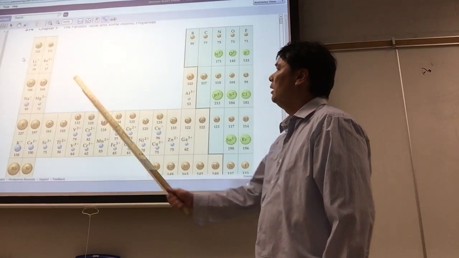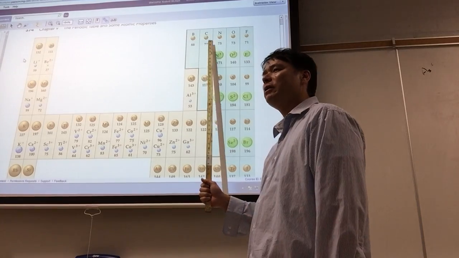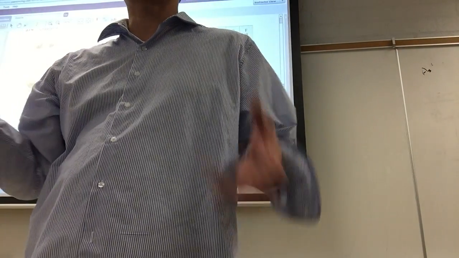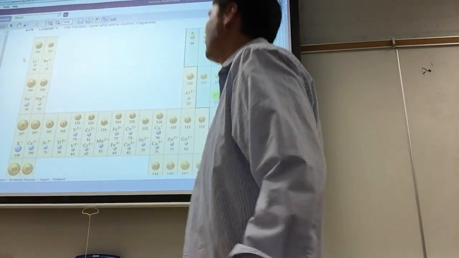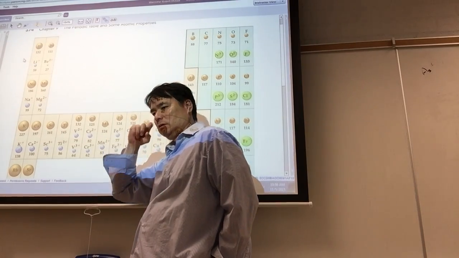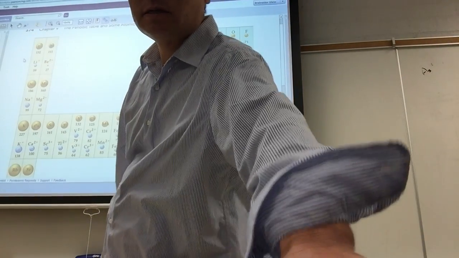And so the first question is, why does size decrease this way? Because it's counterintuitive. The size should be increasing because we're adding more electrons, but the size is decreasing. So why is the size decreasing going across? So let's talk about that.